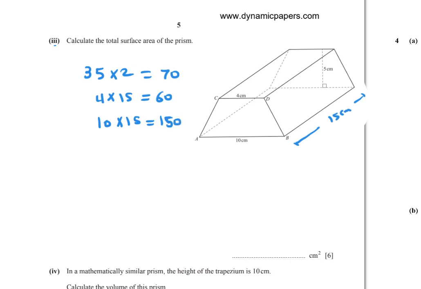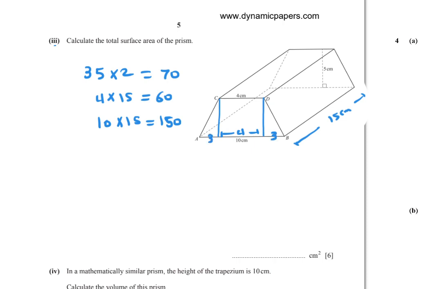Now we need to find the area of the 2 rectangles, this one and that one. They are equal, so we need to find the area of one of them. We have the length 15, but we need to find the width. To find the width, we can drop a line from D, and we can drop a line from C. Now we have this rectangle, so if this is 4, this is also 4. Because AB equals 10, 10 minus 4 equals 6, divide by 2 equals 3, so this side is 3 and this side is 3.